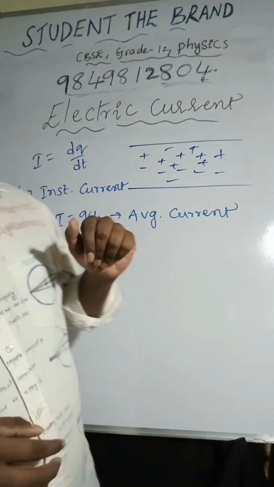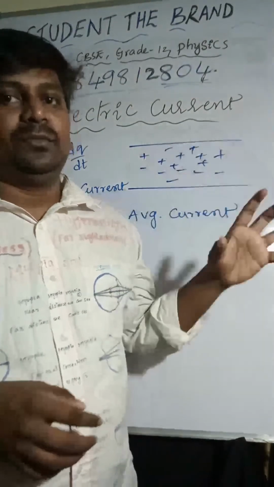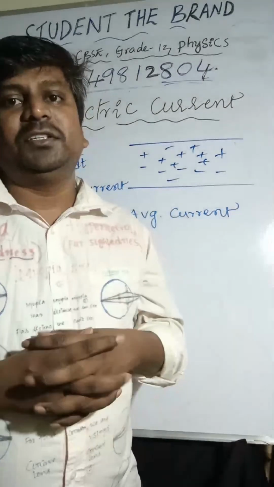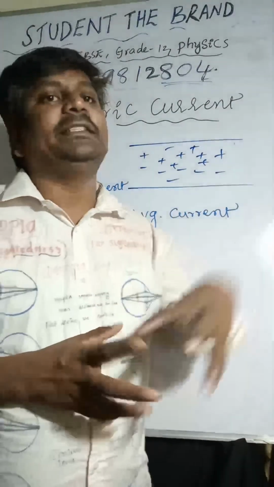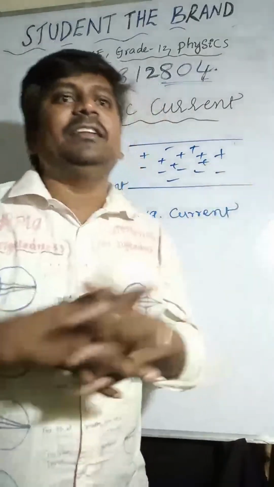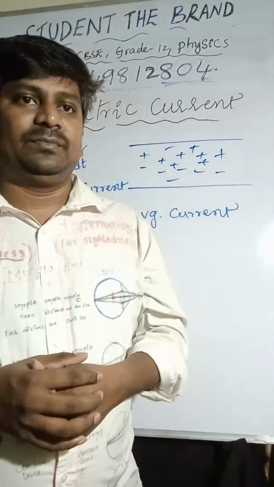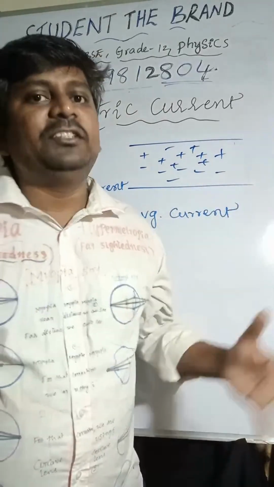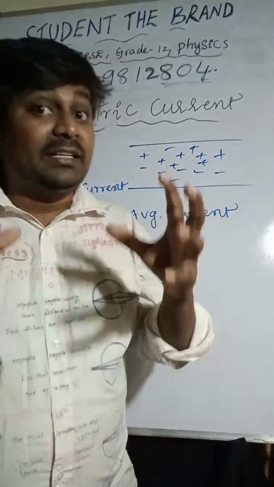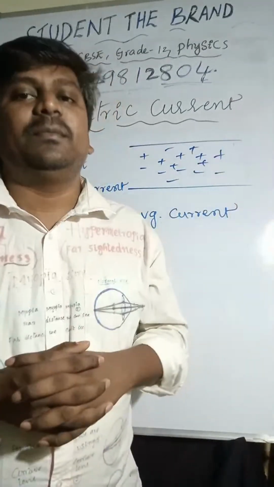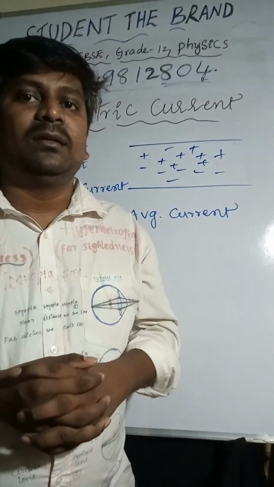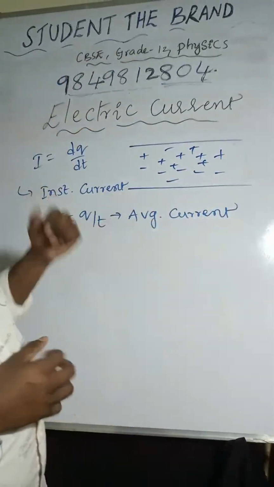The flow of charge in the conductor at a particular instant is called instantaneous current. Coming to average current, I equal to q by t: the net charge flowing through unit cross-section area per second is called average current.